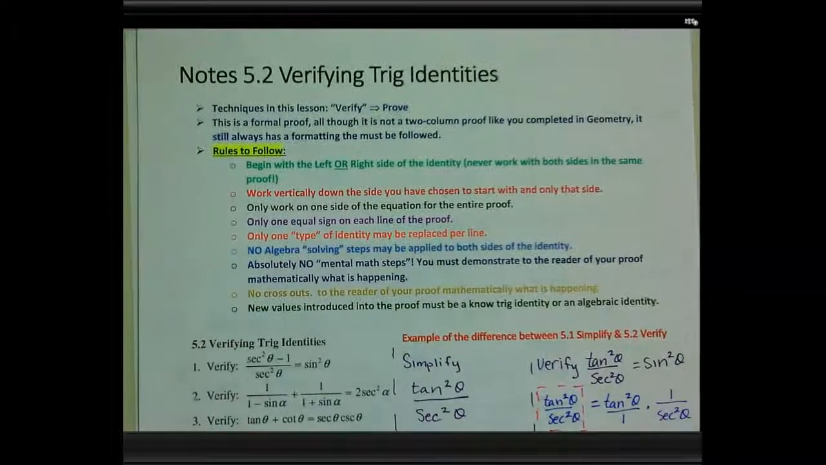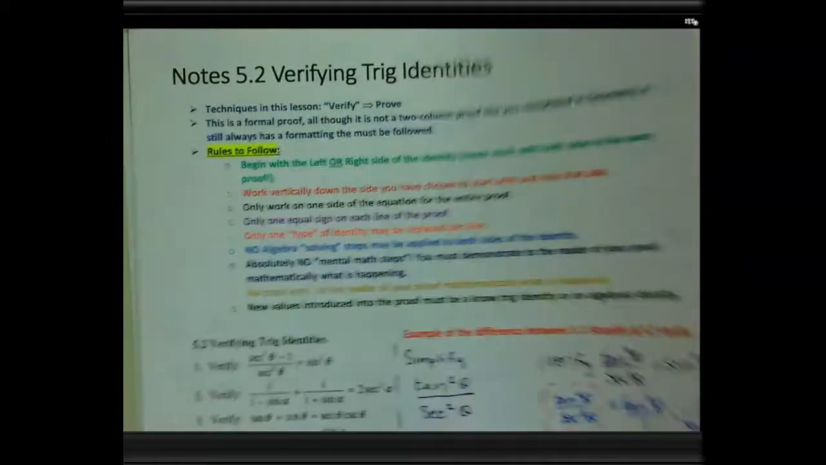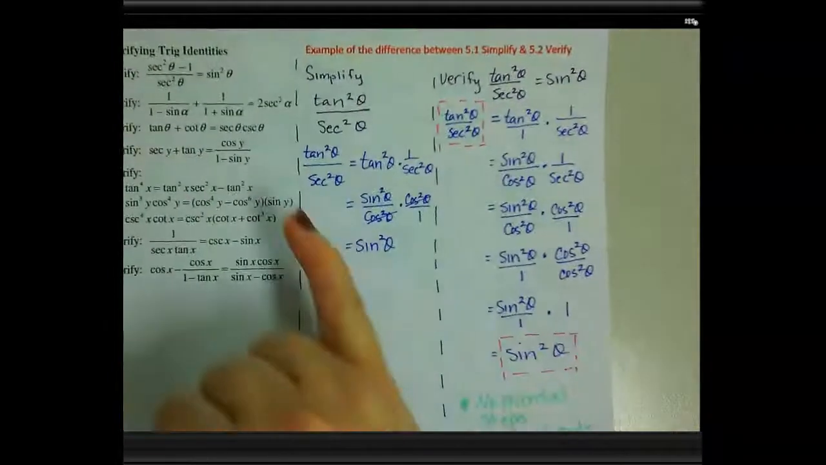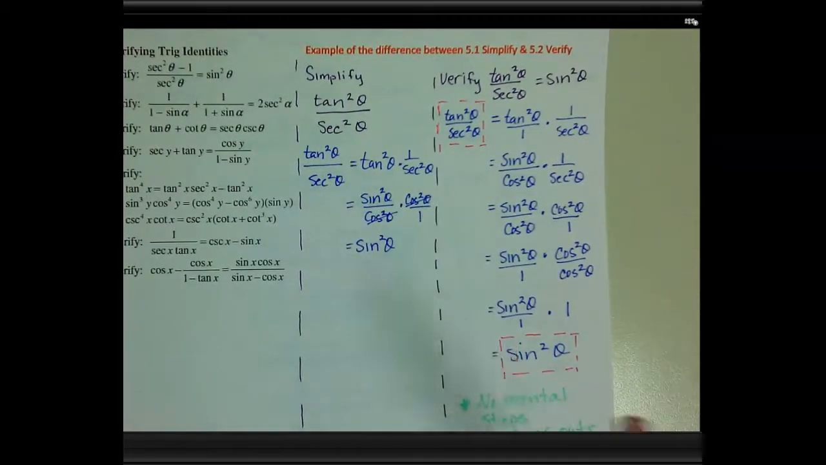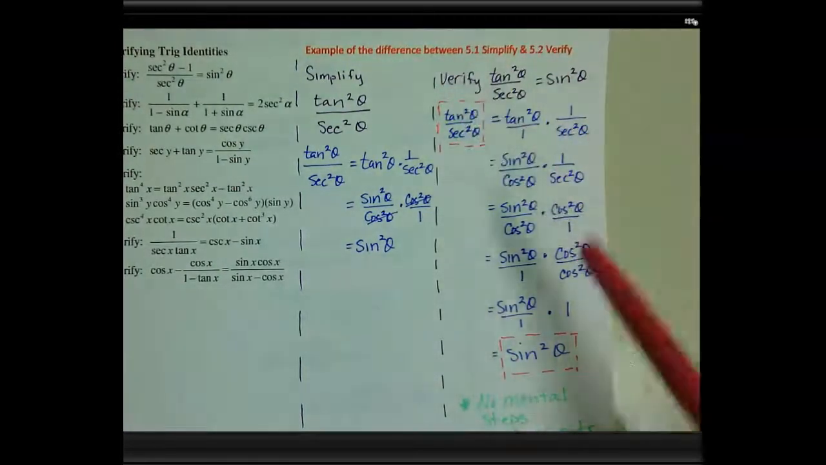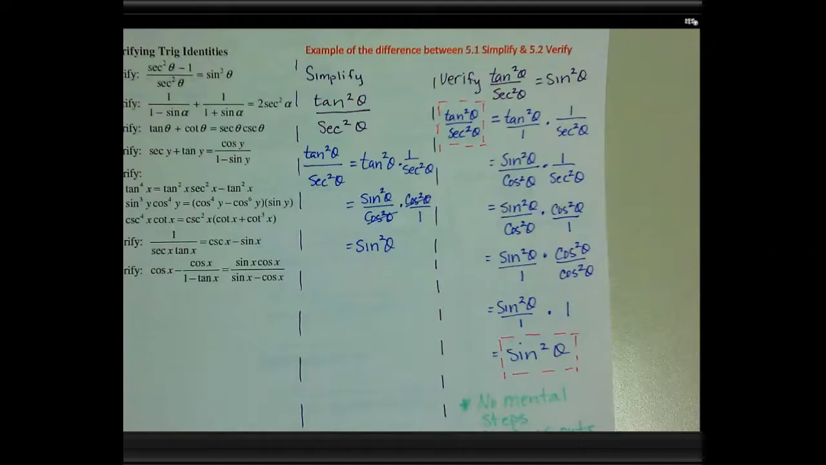So again, follow the rules. Make sure you're doing legitimate things. Make sure that you remember the difference between a simplifying problem like this side and a proving problem like this side. Pay special attention to your form and pay special attention to making sure it's organized. Because as I'm reading a proof, if something is confusing to me, then you haven't demonstrated the math that's going on, and that means you haven't proved anything.